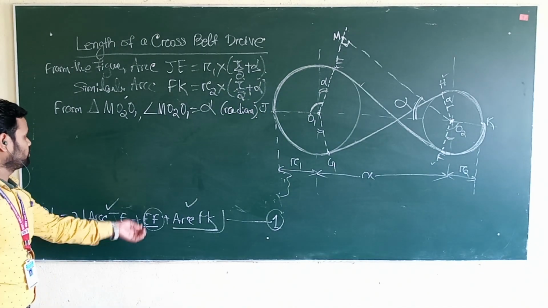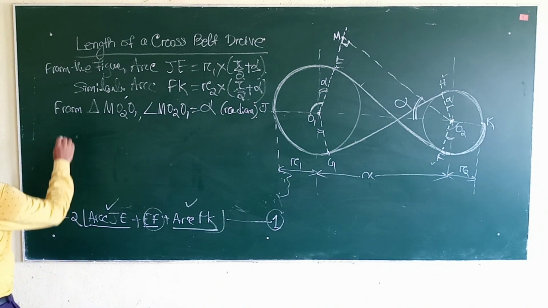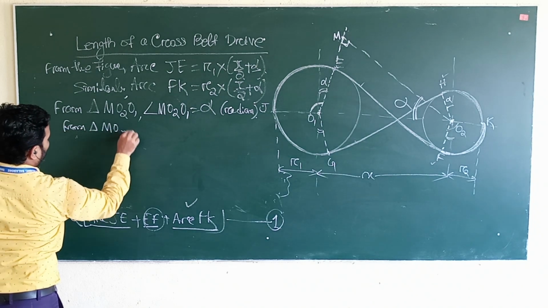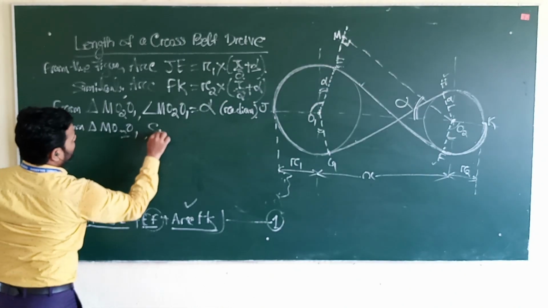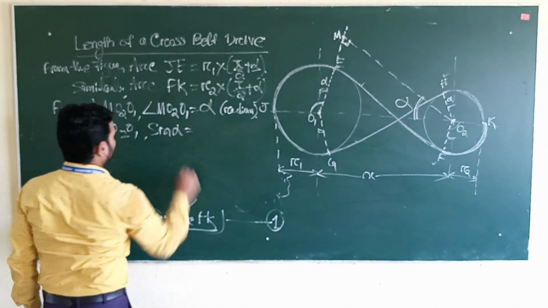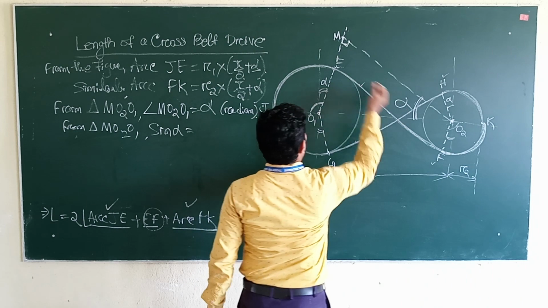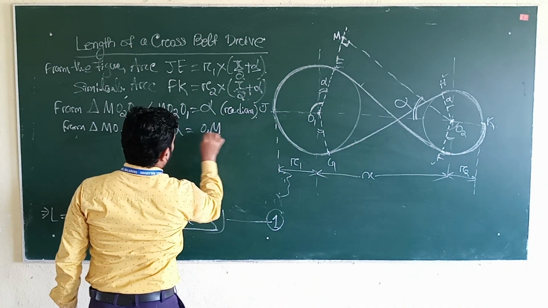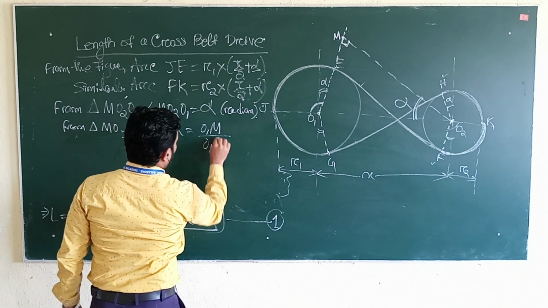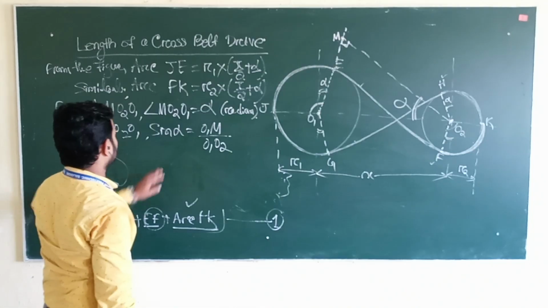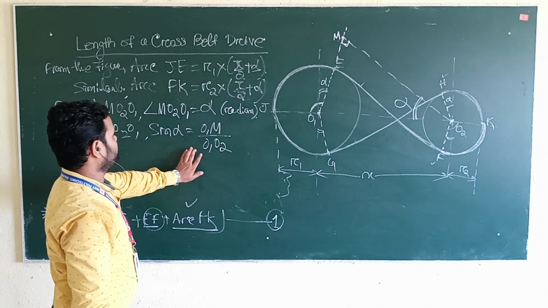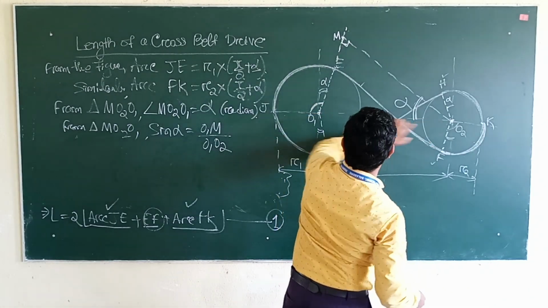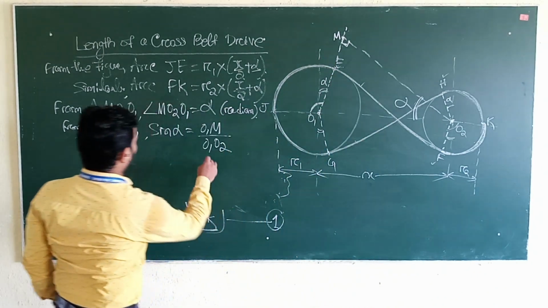So now we will calculate the value of alpha. Here, from triangle M O2 O1, sin alpha equals, what is the value of sin alpha? Sin alpha means the front side, this much. The front side is your O1M divided by O1 O2. From this figure you will see the front side of alpha and the hypotenuse: M O1 divided by O1 O2.